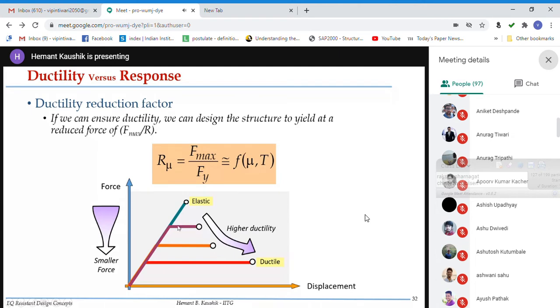Okay, so here this is the yielding force, here this is the yielding force. For this structure, this is the yielding force, right? We can do that. In order to do that, we require this ductility reduction factor, R mu. So this is basically F max divided by Fy, at which level you want to actually reduce it to. Okay. So of course it's a function of ductility and the natural period of vibration.